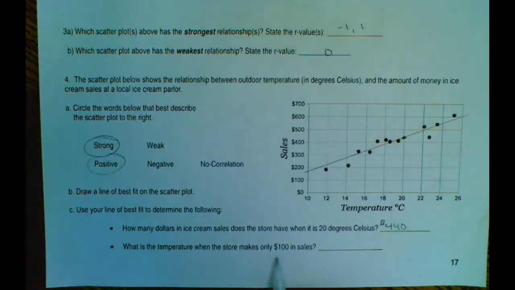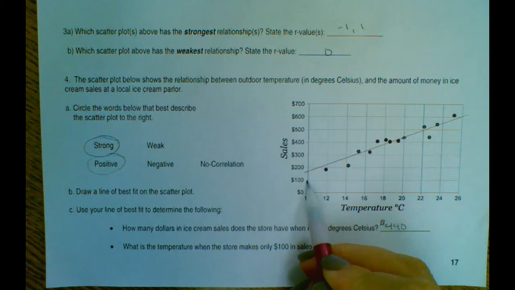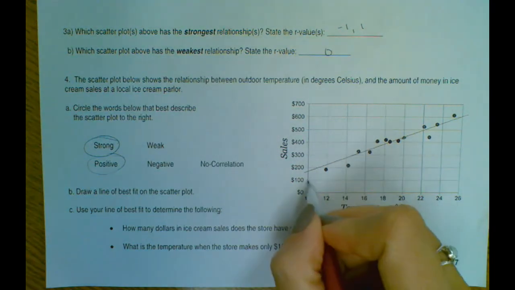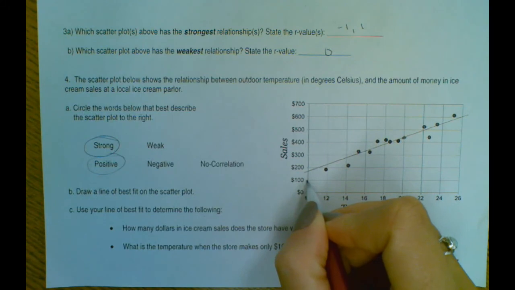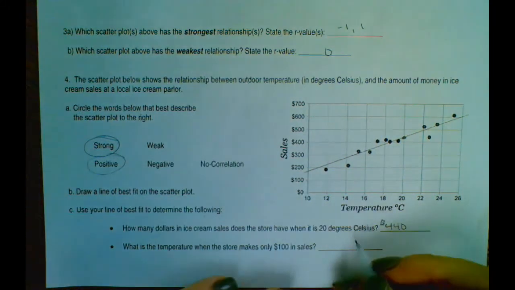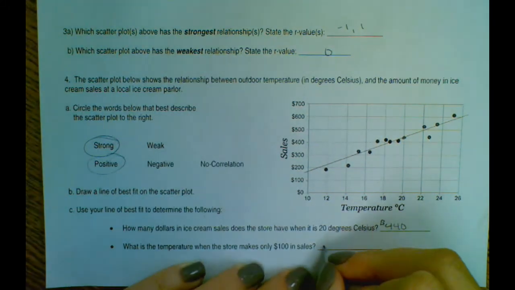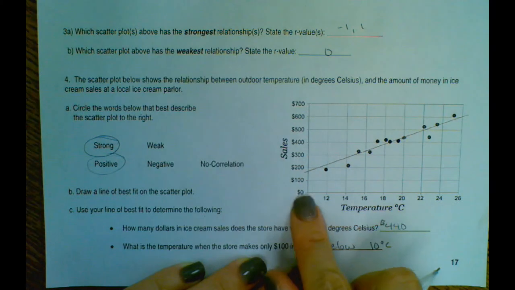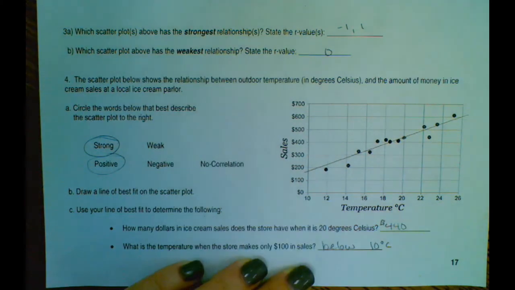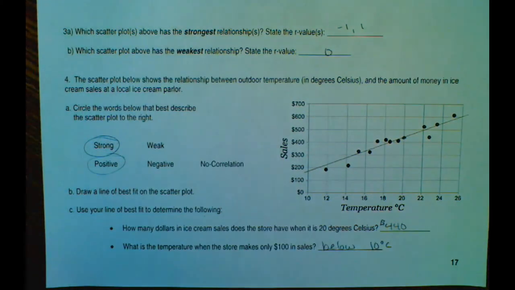What's the temperature when the store makes $100 in sales? So $100 in sales, we don't really see that. It's not on our scatter plot. So here we would say below 10 degrees Celsius, right? Because it would be below 10 degrees Celsius whenever the shop makes $100.